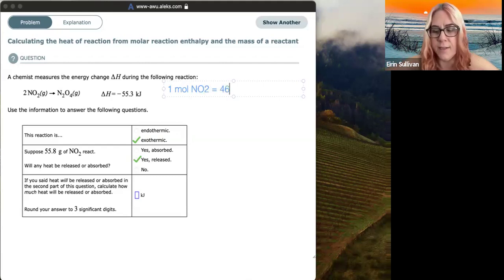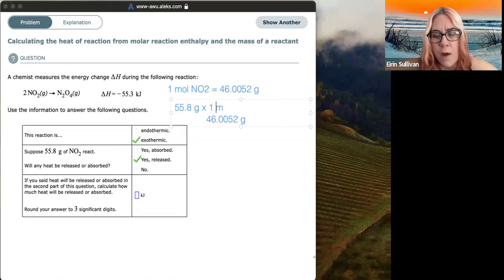I calculated that the molar mass of nitrogen dioxide is 46.0052 grams for every 1 mole. That's from nitrogen, which is like 14.007, and 2 times oxygen, which is 15.9994-ish. Then we're going to take the mass in grams that we actually have, 55.8, and convert that equivalency for molar mass into a unit conversion factor. We want our grams to cancel out, so they're going on the bottom, and we'll be left with units of moles of nitrogen dioxide.